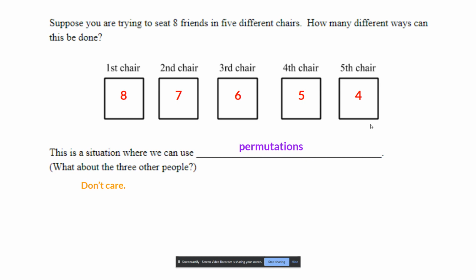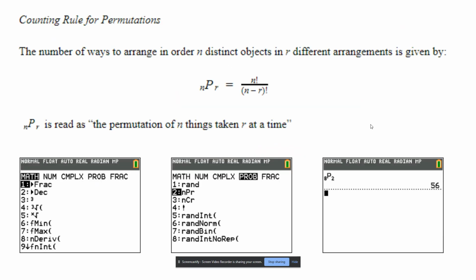Now, what about the other 3 people? Don't care about them. They don't get a seat. So permutations. I did give the formula here, the number of ways to arrange in order. So pay attention to that. It's n distinct objects in r different arrangements, is that formula right there. And you can see factorial is built right into it.